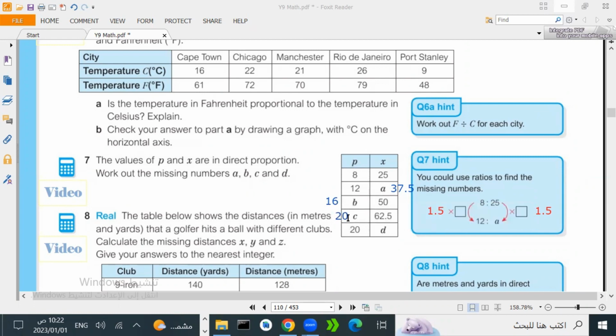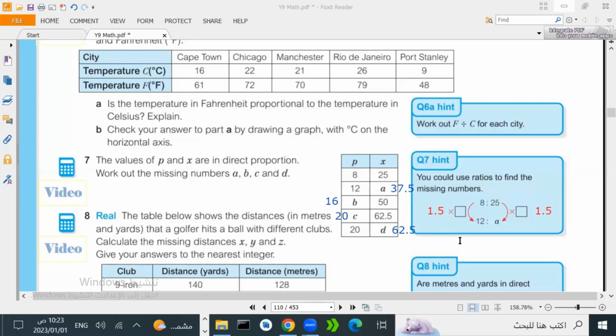And the same idea here, find the constant between these, and then multiply it by this. Now 20 divided by 20 equals what? Very good, equals 1. When I multiply it by 62.5, I'll get the same number, which is 62.5, because the constant here is 1, so the number here doesn't change. And this is how you answer a question like this.